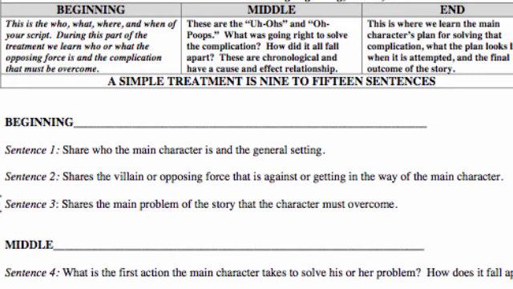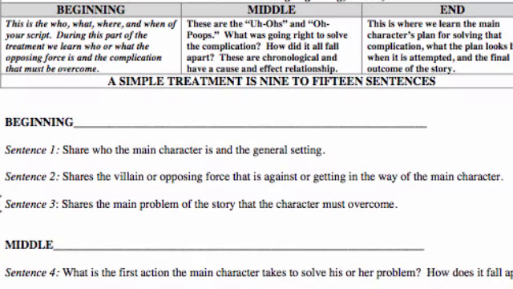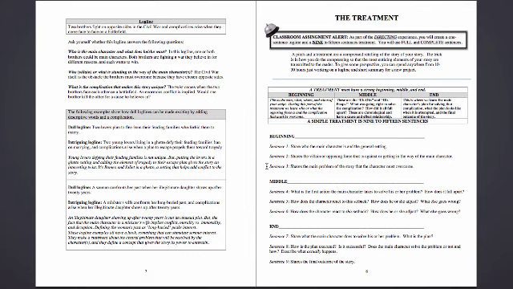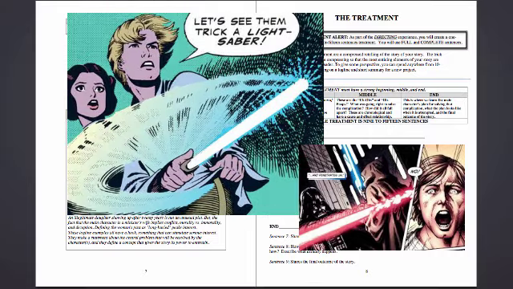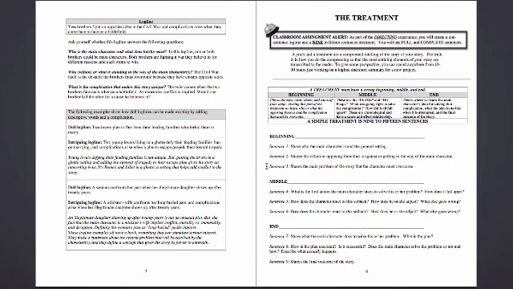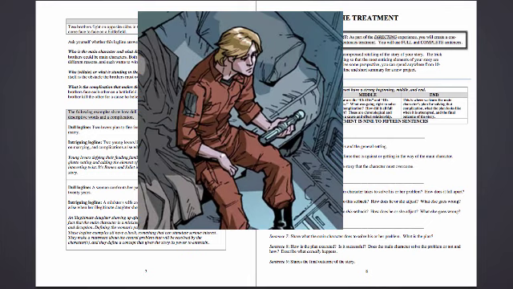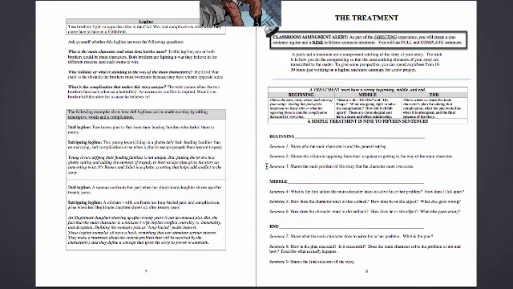Finally, you get to one of the most important parts of your entire treatment, the main problem of the story that the character must overcome. Usually, the main character has some sort of physical goal that he or she has in mind. For example, Luke Skywalker has to go off and defeat Darth Vader and rescue the princess. Many times, however, the character has a flaw that's driving that problem. In this case, it's Luke Skywalker's self-esteem. Luke Skywalker is in possession of something called the Force, and he doesn't know if he's strong enough to use it to beat Darth Vader and rescue the princess.